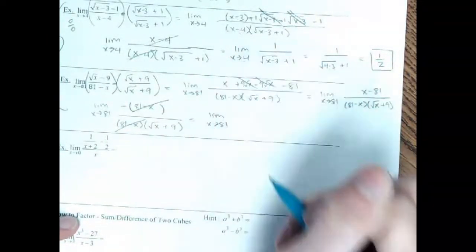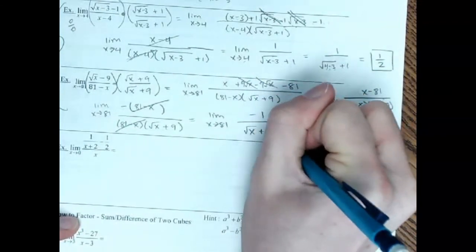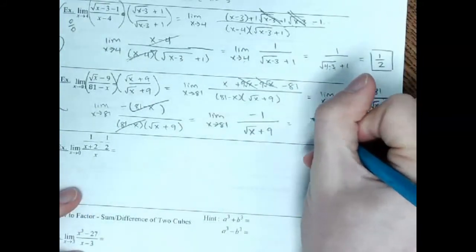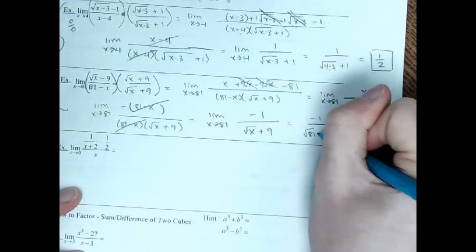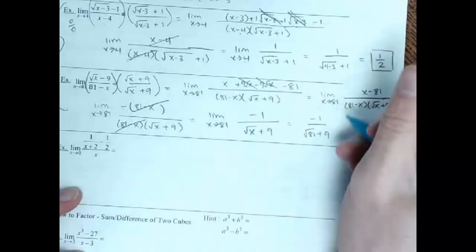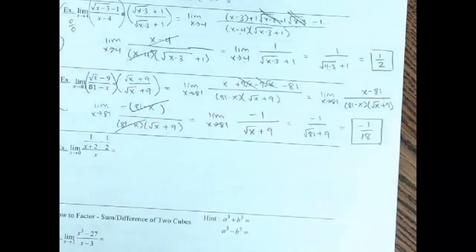So let's finish this one. You still have the negative on the top. And then I can go ahead and evaluate. So I have negative 1 over, that's 9 plus 9. So we have a negative 1/18.